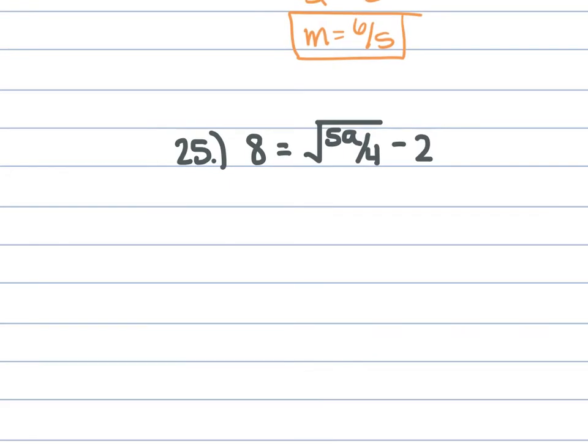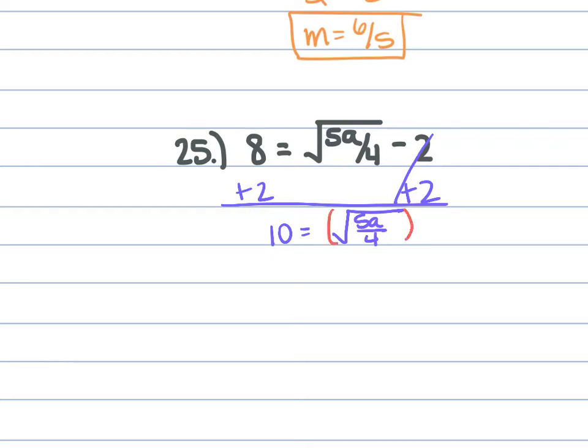For 25, we have 8 is equal to the square root of 5a over 4, minus 2. So we're going to start by adding the 2 to both sides. We get 10 is equal to the square root of 5a over 4. And then we're going to square both sides. So 10 squared is 100. The square root of 5a over 4 squared is 5a over 4.